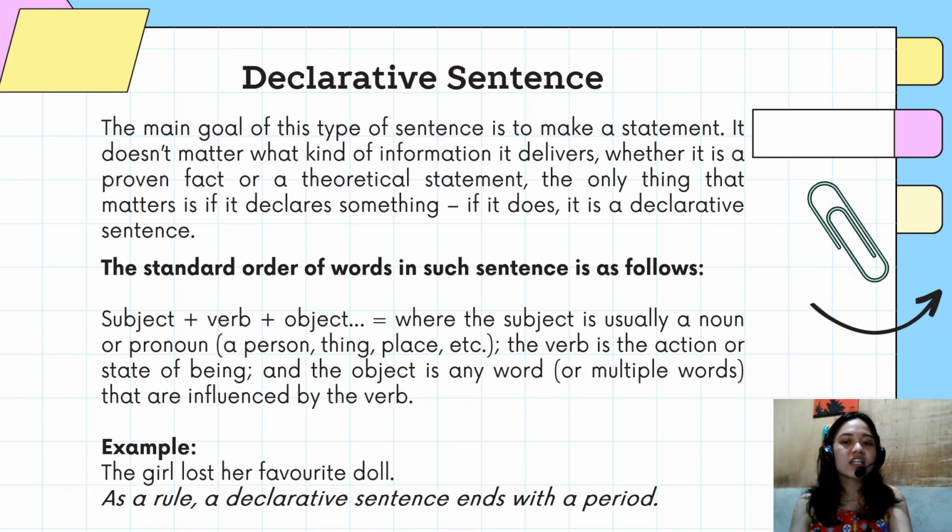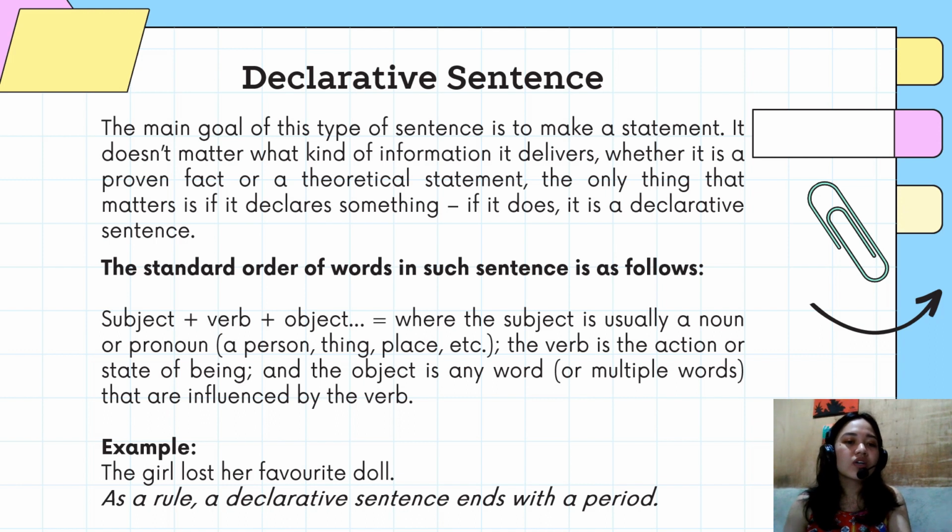When we say declarative sentence, the main goal of this type of sentence is to make a statement. It doesn't matter what kind of information it delivers, whether it is a proven fact or a theoretical statement. The only thing that matters is if it declares something. If it does, it is a declarative sentence.